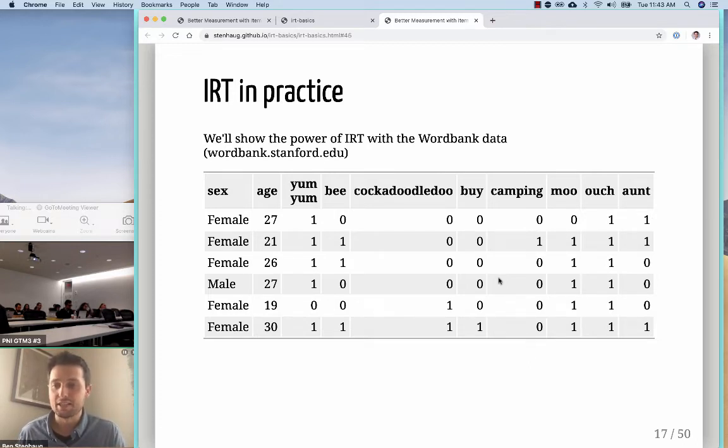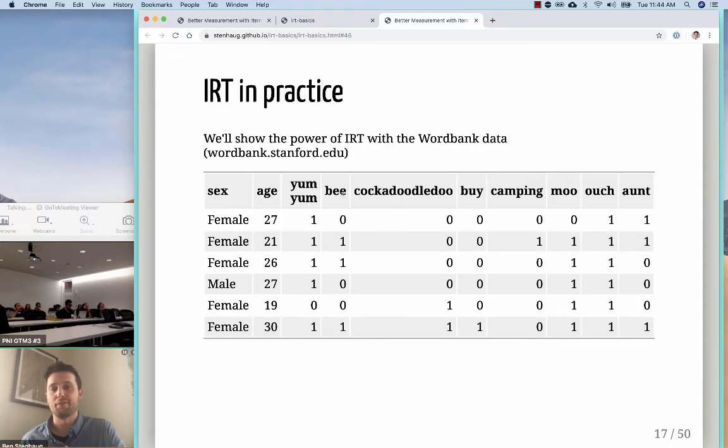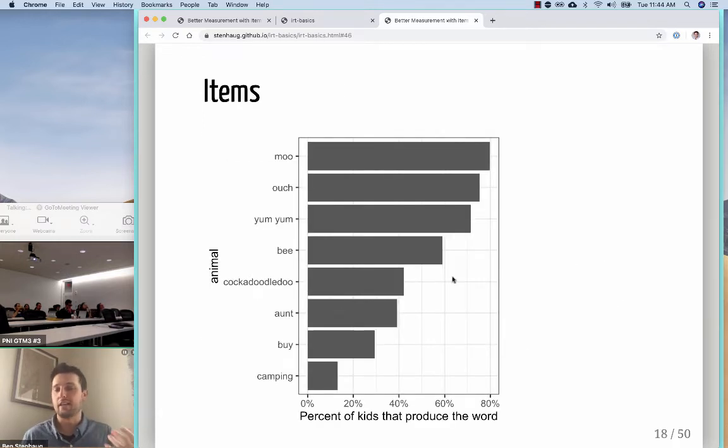And so this is a perfect place for us to use IRT to both understand these words and when kids start to use them and their relationship. And then for each kid, we should also be able to understand how much of the latent construct of language development they have. I filtered to just these 8 words that we'll actually walk through the IRT process with. And the first thing that people look at as sort of a descriptive tool is what percent of the kids are using the word. Basically, for each column, what percent is 1 and 0? Just as some understanding.